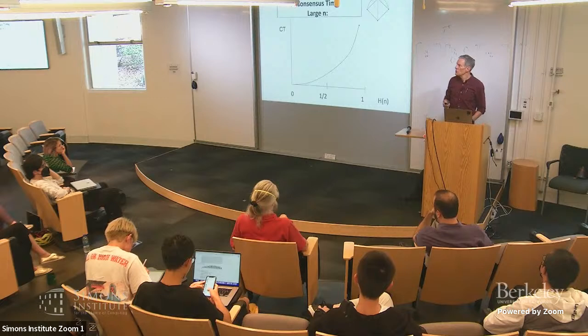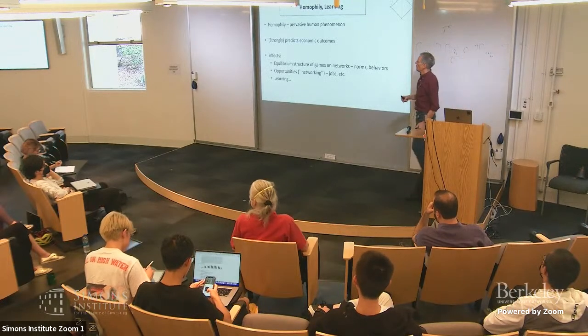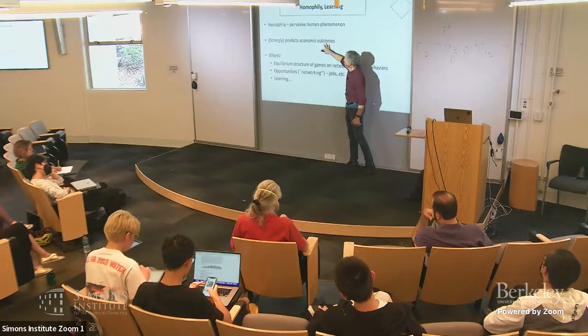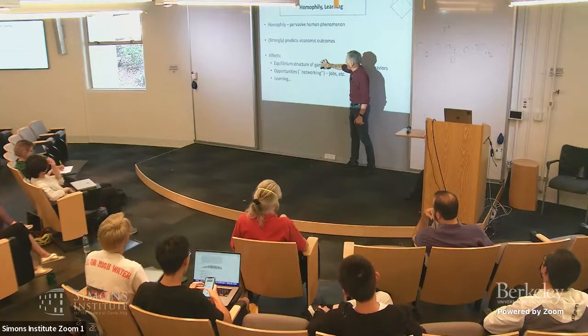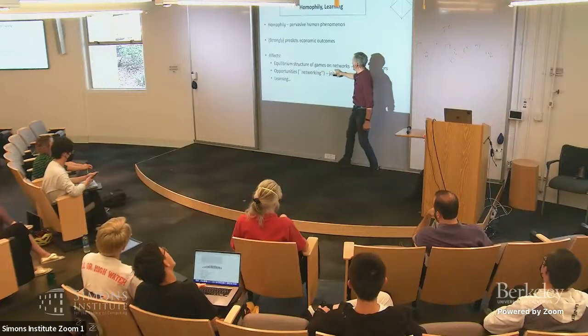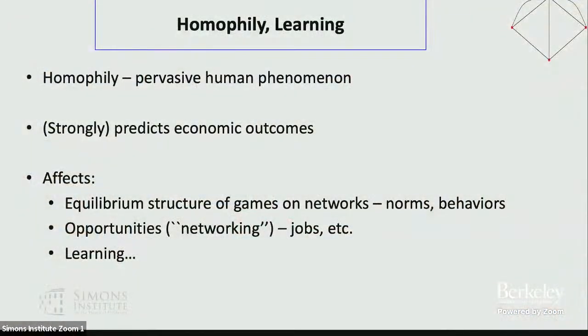Okay, just in terms of keeping us on time then. So what do we have? Homophily is a pervasive human phenomenon. It seems to strongly predict economic outcomes and again, predicts here an equilibrium structure of games on networks, opportunities, learning, all of these things seem to be situations in which these cuts matter. And there are simple models in which you can quantify the relationship between homophily and the speed of outcomes on a graph. And so it seems to be an interesting thing for further study.